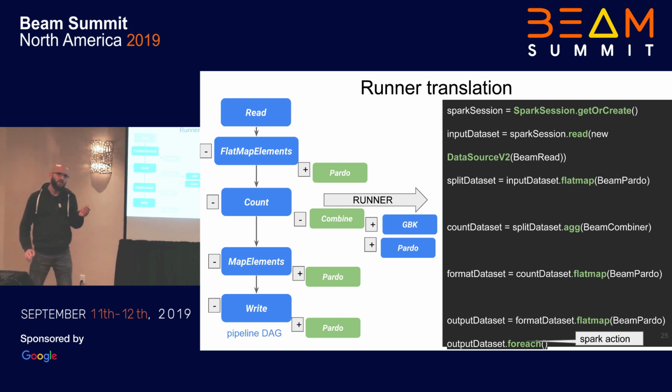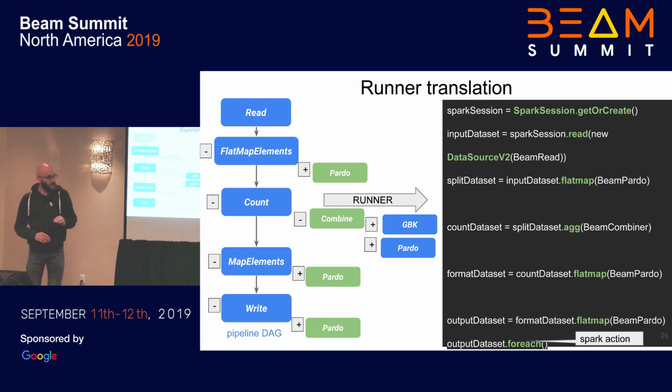Actually, you remember in the introduction, I said that there are very few Beam primitives. And in that graph, there is only one actually. There is only the read one. All the others are, let's say, implemented by the Beam SDK as composites. Flat map element is a ParDo. Count is a combine Beam transform, which is itself a composition of group by key and ParDo inside the SDK. Map element is also a ParDo, and write is a ParDo.